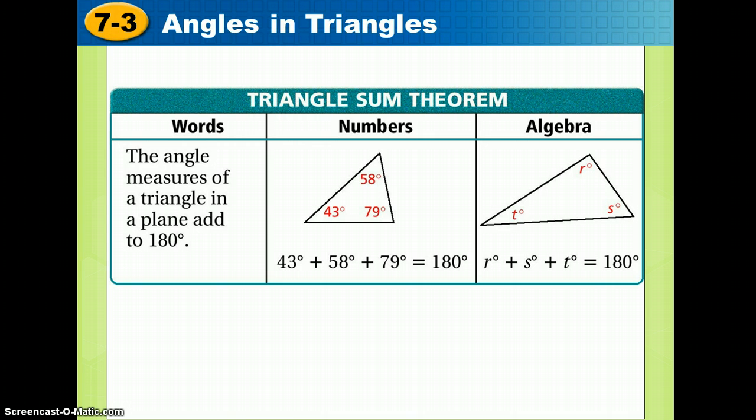So here's what the Triangle Sum Theorem looks like. It simply states that the three angles of a triangle always add up to 180, because as we showed, you could cut the corners off and line them up and form a straight angle. Algebraically, if you know a little something about some of these angles, you can work backwards and solve them. So if you know a couple of the angles, you can always solve for the variable. And we'll look at some problems like that as well.